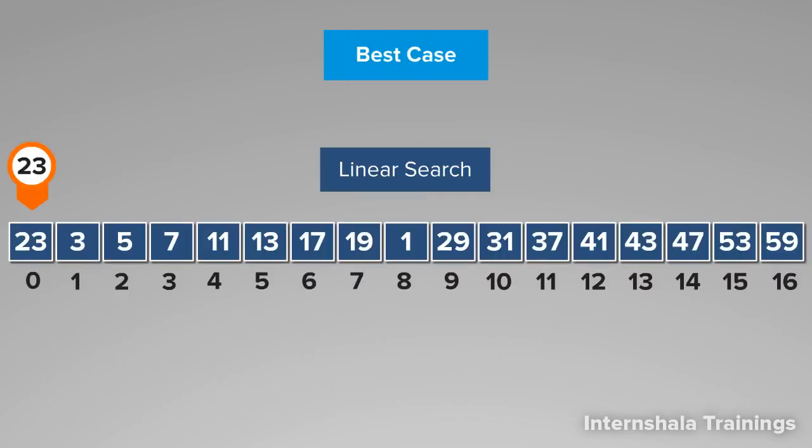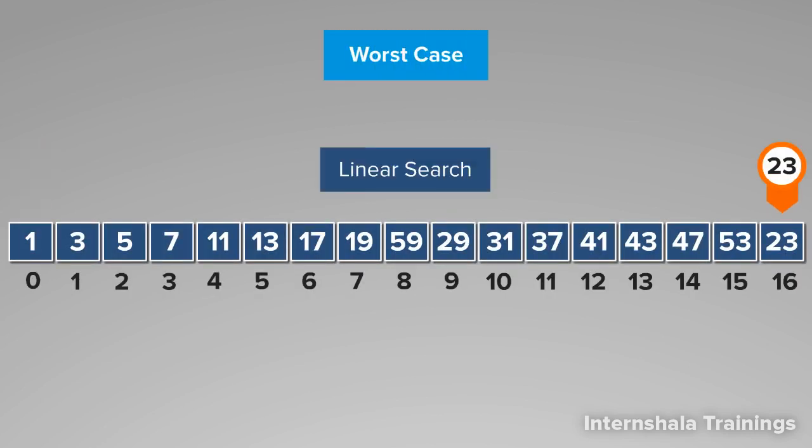The best case of linear search is when the element to be searched is equal to the first element of the array. In this case, only one comparison will be made. Likewise, the worst case will happen when the element that is to be searched is the last element of the array. In this case, so many comparisons will take place and the entire process would be time consuming.